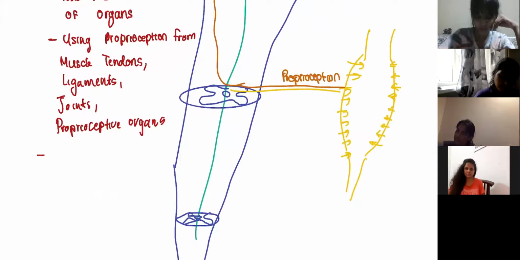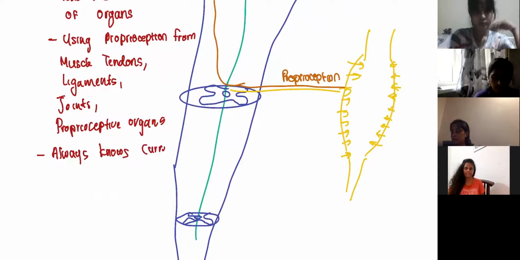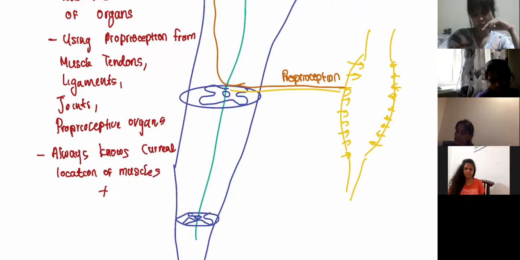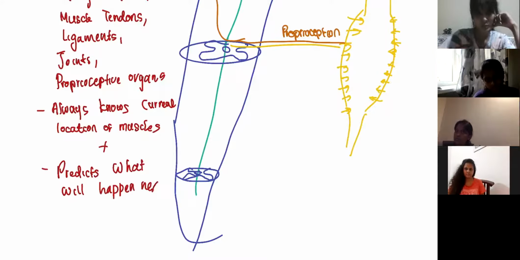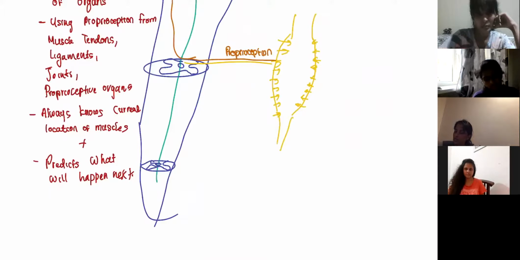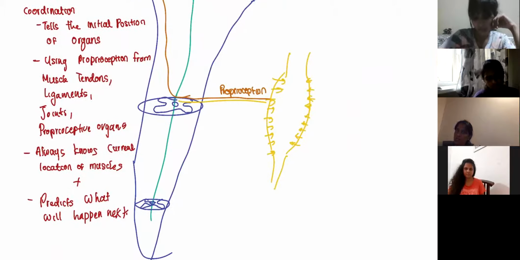The next thing is, it always knows the current location of muscles, and this is very important, plus it predicts what will happen next. Now let me explain this. It always knows the current location of the muscles and it predicts what will happen next.